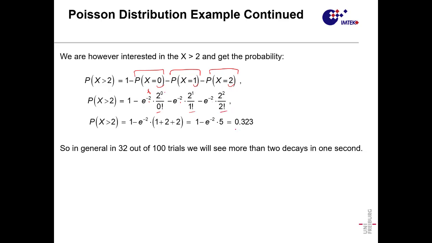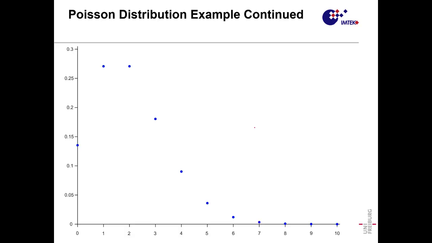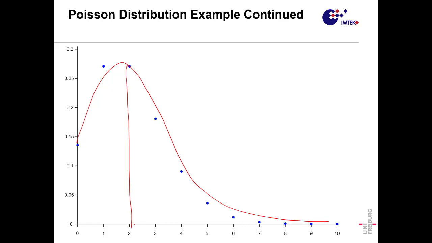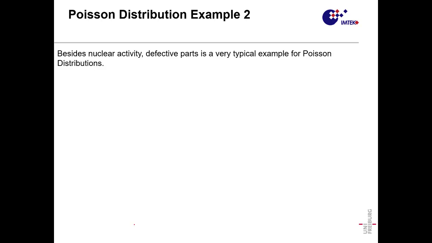And then if you plug in the numbers, there is a probability of 0.32 to observe more than 2 decays in 1 second for this particular case. And the distribution looks like that. So this is the Poisson distribution for this particular case, which is mainly centered on 2. All right? Good.